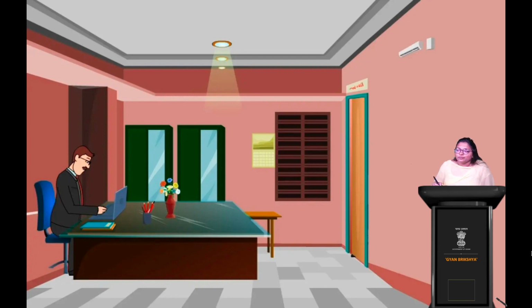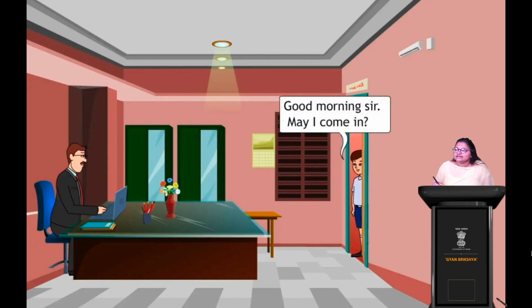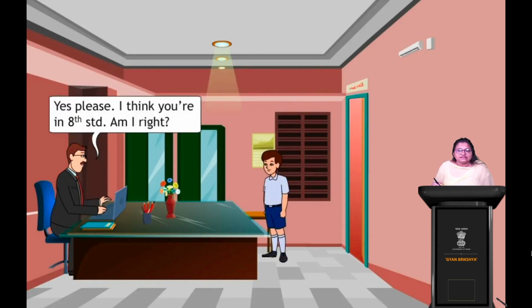So we see a boy is entering and he is a student because he is wearing a uniform, right? Okay. Now he says, "Good morning, sir. May I come in?" ছেলেটা জিজ্ঞেস করছে, "Good morning, sir. May I come in?" Now the teacher says, "Yes, please. I think you are in 8th standard. Am I right?" Okay. তো the teacher বলছে যে, "Okay, come in. Sure, come in. I think you are in 8th standard. Am I right?" আমি কি ঠিক বলছি?